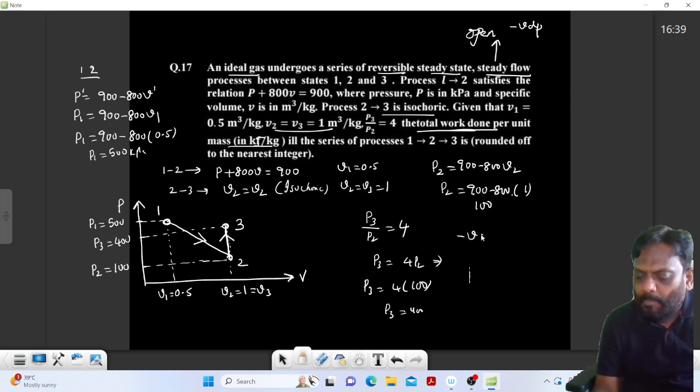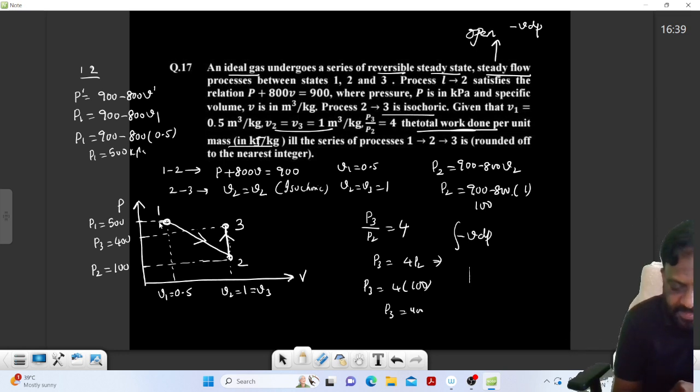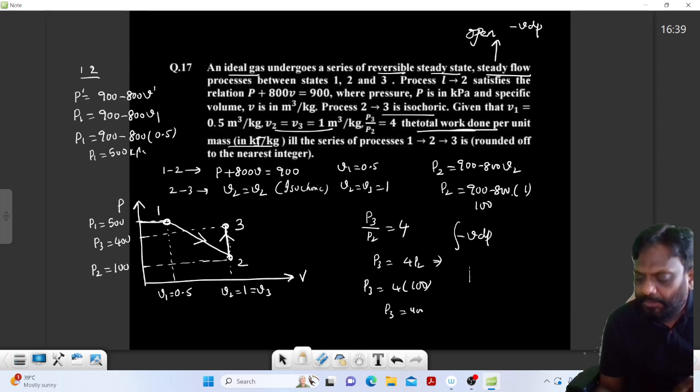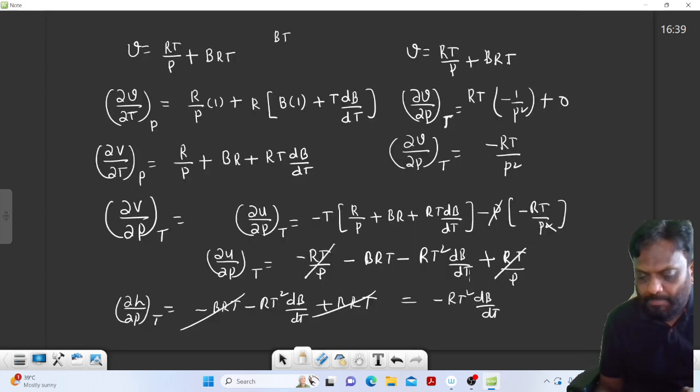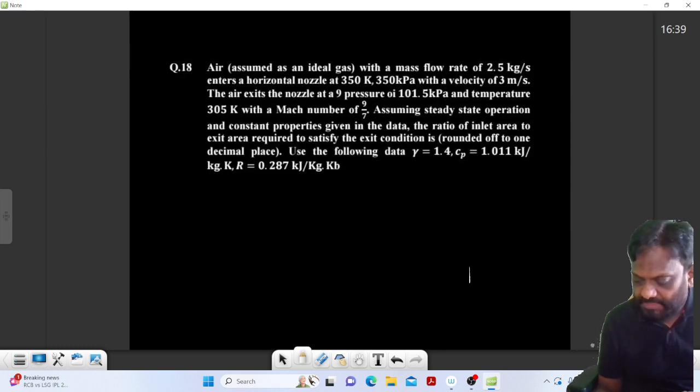Either you follow minus VdP and integrate, then the answer is minus Vdp, which means area only. So let us calculate the area of this. And one more thing, my dear students, it is very very important. Either you go for, I will show you two procedures. I'll show you two things.